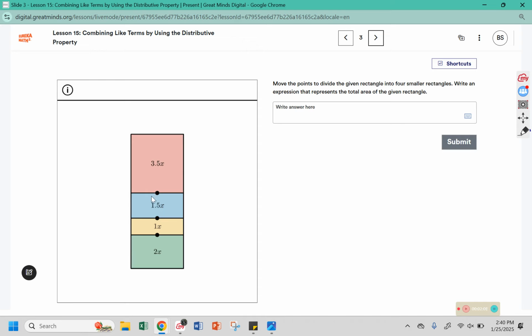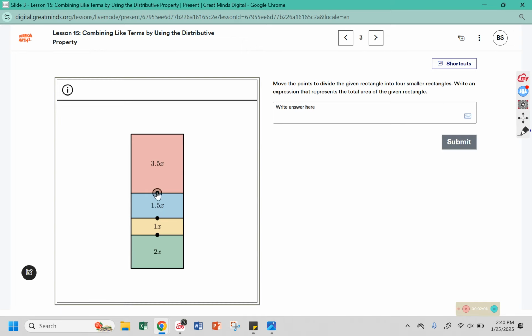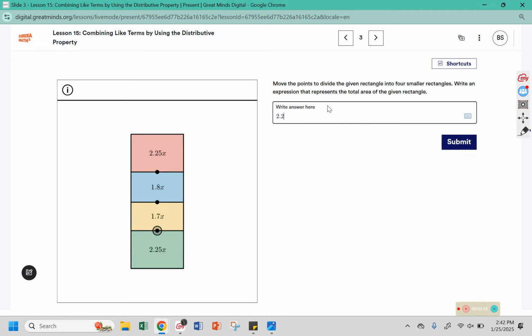Move the points to divide it into smaller rectangles. So we have the red plus the blue plus the yellow plus the green.